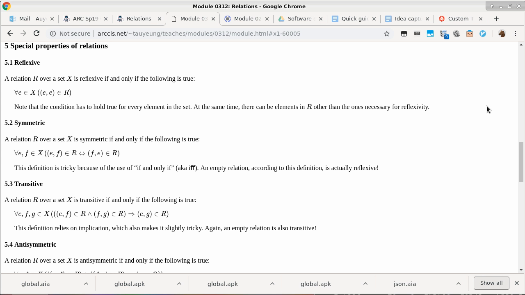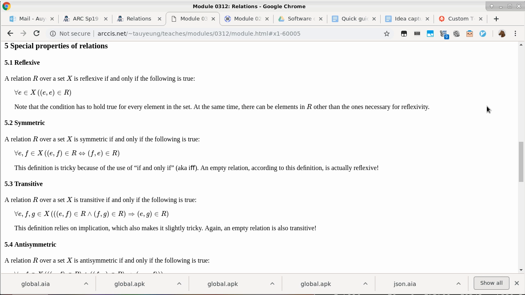Now, can R contain other elements? Absolutely. So this is only defining the minimum in order for a relation to be reflexive. So do we have any questions about reflexive? So if X has A, B, and C as elements, then R must have AA, BB, and CC as elements. When I say AA, it is a two-tuple, where the first element is A and the second element is also A. So AA is one element, BB is an element, and CC is another element of R.